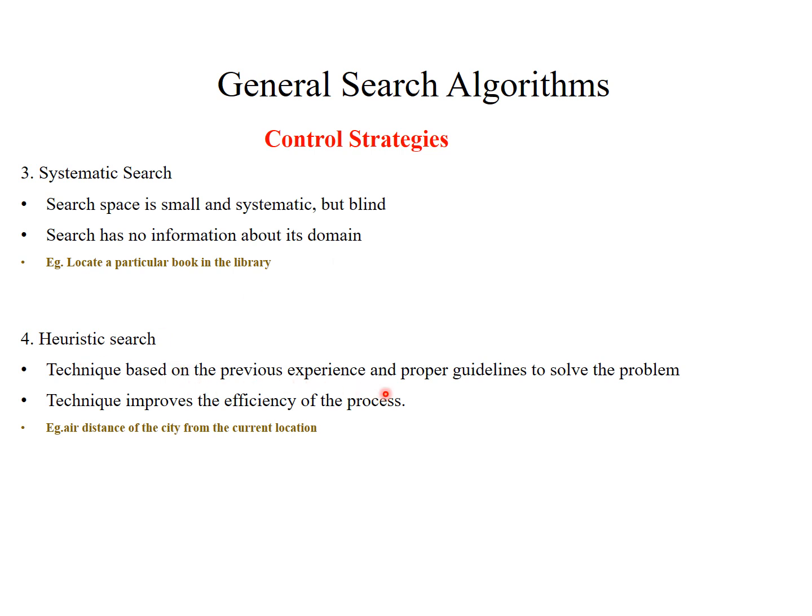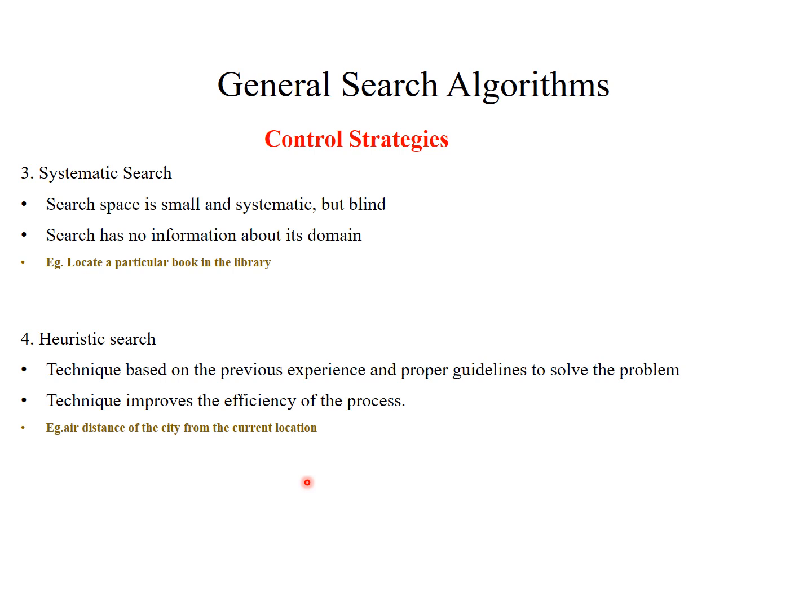Number 4 is heuristic search. This technique is based on previous experience and proper guidelines. This technique improves the efficiency of the process. For example, the distance of the city from the current location. Generally, this approach is used in systems having time and space constraints.